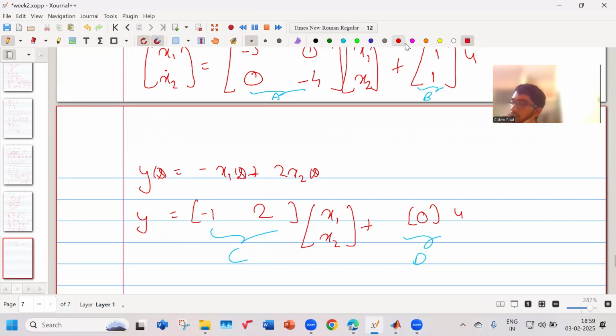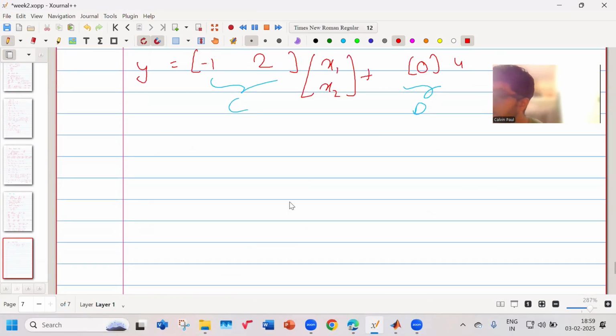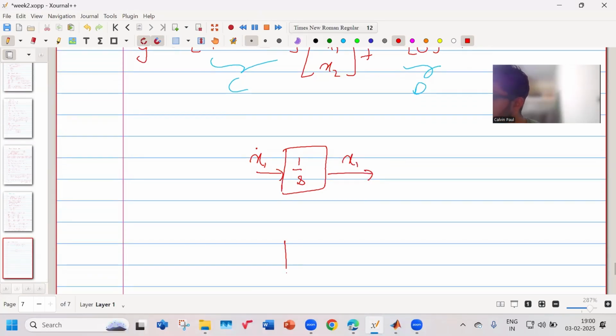So how do we actually represent it in block diagram form? Like how we visualize a state space model? There's a method we use. So this is your integrator. The input to your integrator is your x1 dot. The output of your integrator is x1, right? Similarly, this is another integrator. The input to this integrator is x2 dot. The output is x2.